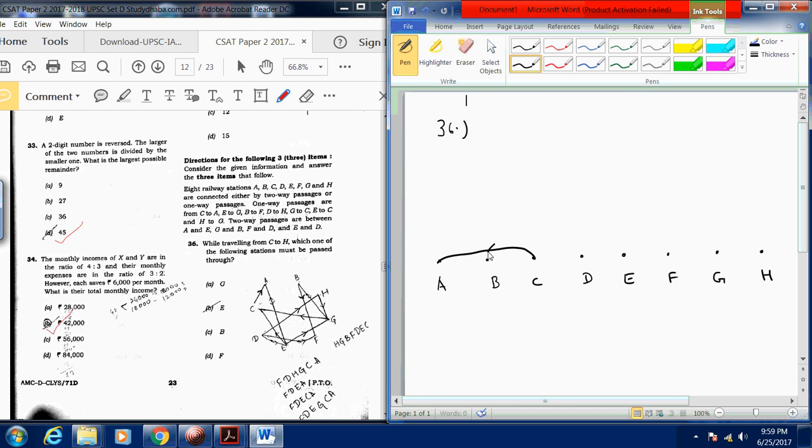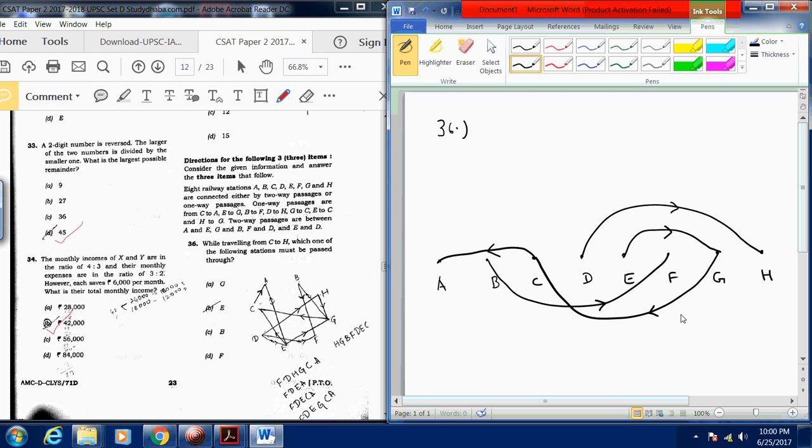Start drawing. C to A, E to G, then B to F. You have a one-way passage from B to F, then D to H, G to C, E to C, and H to G. So a small one, H to G.